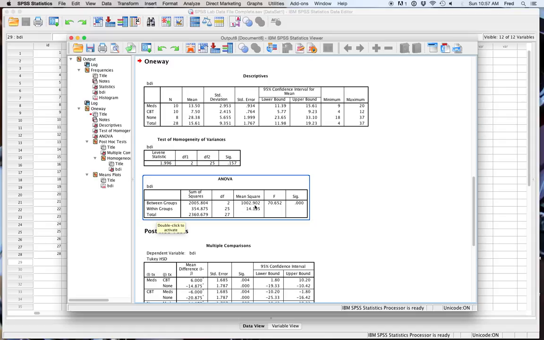So 1002.902 divided by 14.195 will give us 70.652. So that's our F value, the ratio of between groups variability to within groups variability. And here is our sig value, a sig of 0.000.